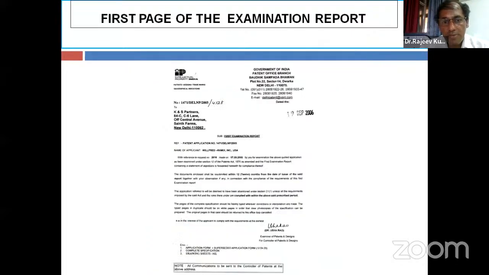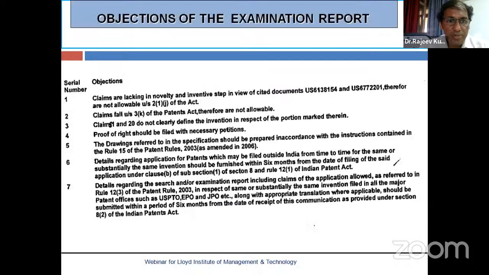So examination reports are something which do come after filing of your patent, and in this examination report, the examiner will highlight all the cited prior arts which are similar to your invention, and that needs to be addressed very properly. And you can see this is an example of an examination report which says that claims are lacking novelty and inventive step in view of the cited documents.